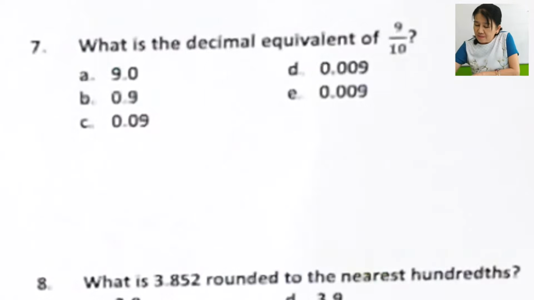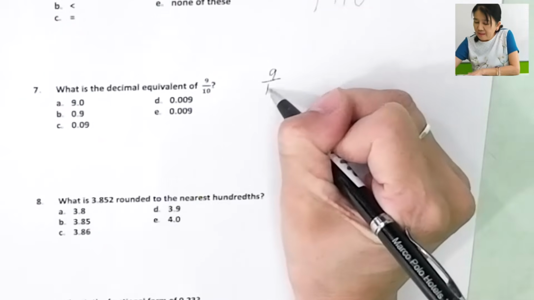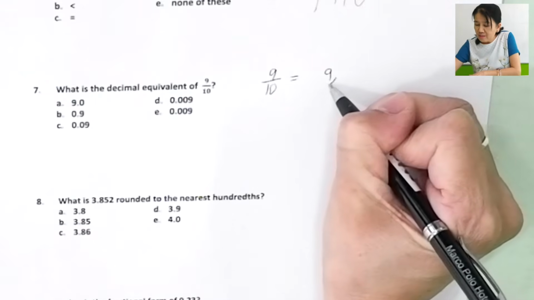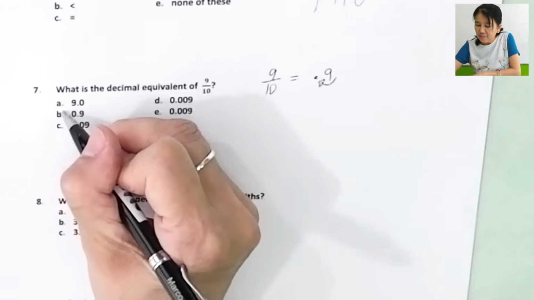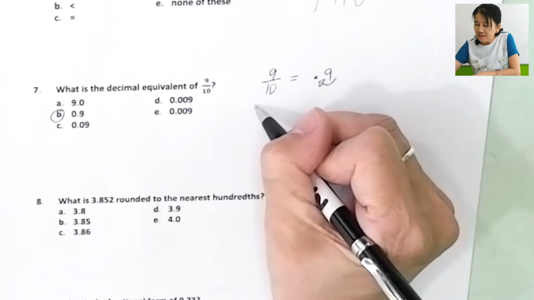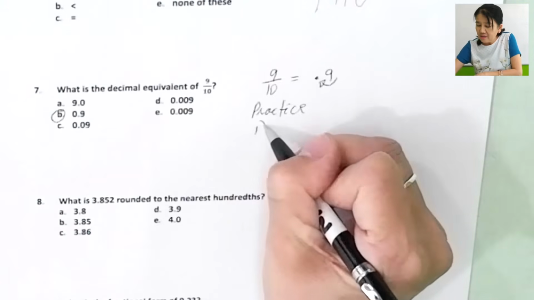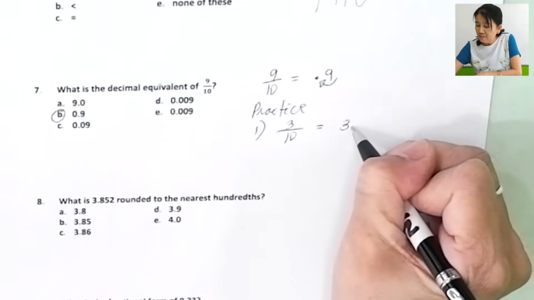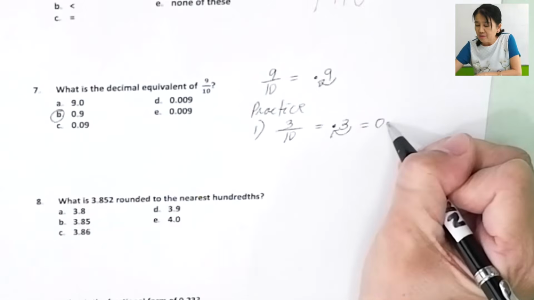Problem number 6. What is the decimal equivalent of 9/10? Oh, that's it. When you're dividing by 10, you copy the numerator and move the decimal point one place to the left. So your answer is 0.9. Let me give you some practice exercises here. Okay, let's have practice. What if I have here 3/10? What is it? Copy 3, move the decimal point one place to the left. So your answer is 0.3.